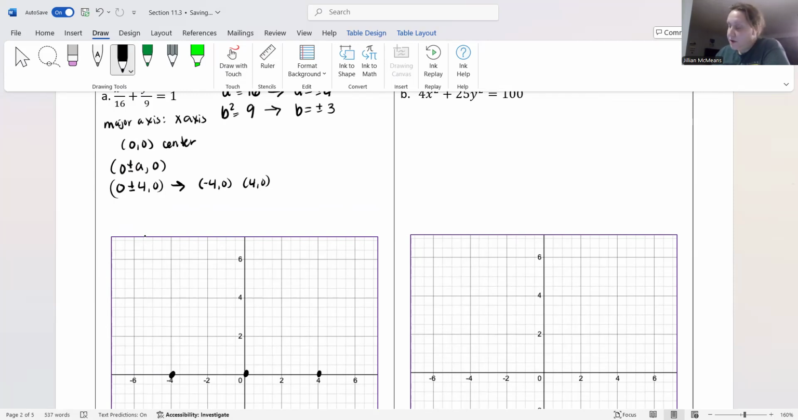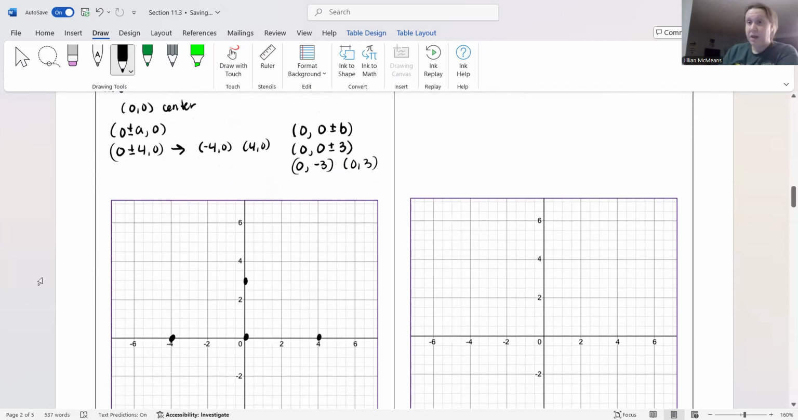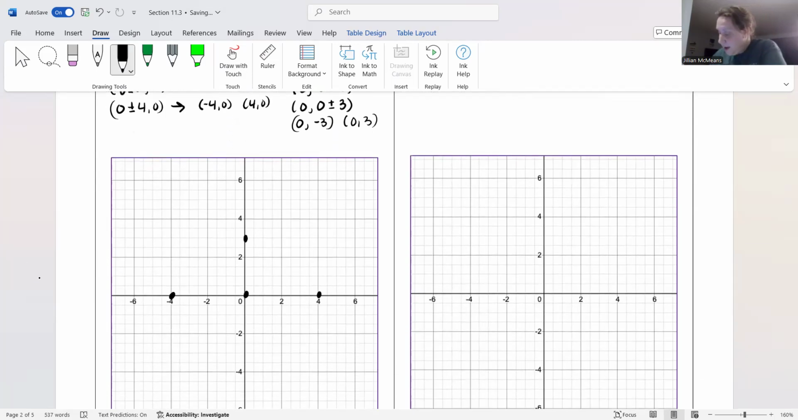Now, the minor vertices would be kind of the opposite. The minor vertices are going to impact y in this case, not x. So they're going to be (0, 0 plus or minus b). So we would get (0, 0 plus or minus 3). So we get (0, -3) and (0, 3). So from the origin, we go up 3 and then down 3. And again, if that's all we had to do, we're done.